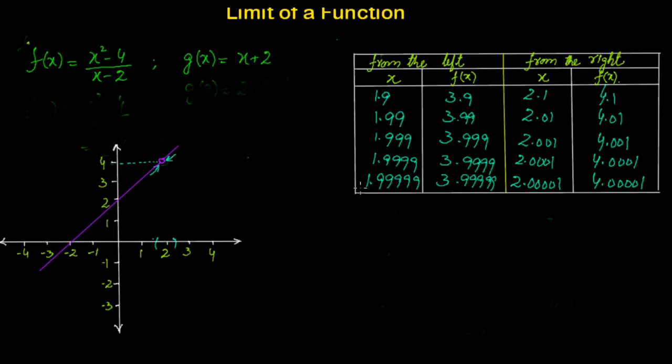This we will write in just two words. These two columns tell us that as x goes closer to 2 from left, f(x) goes closer to 4.